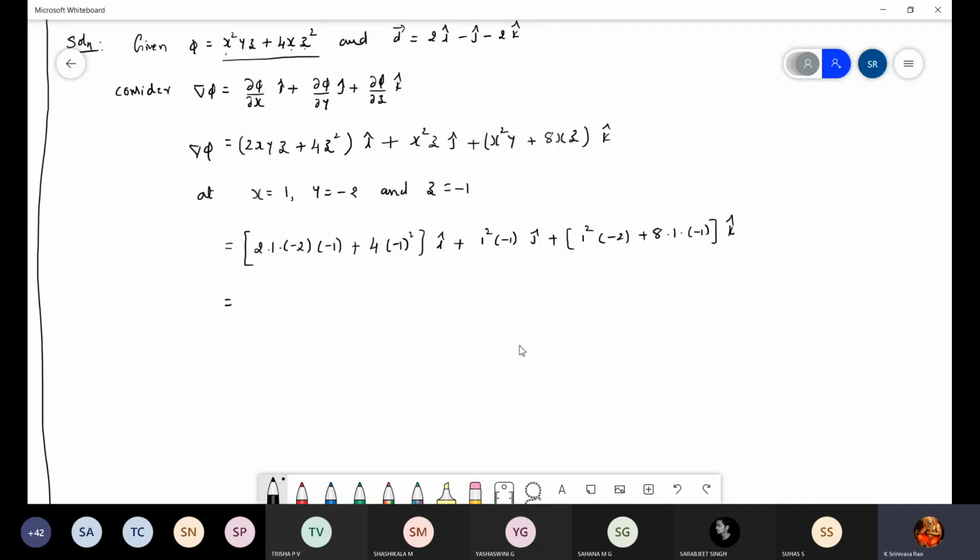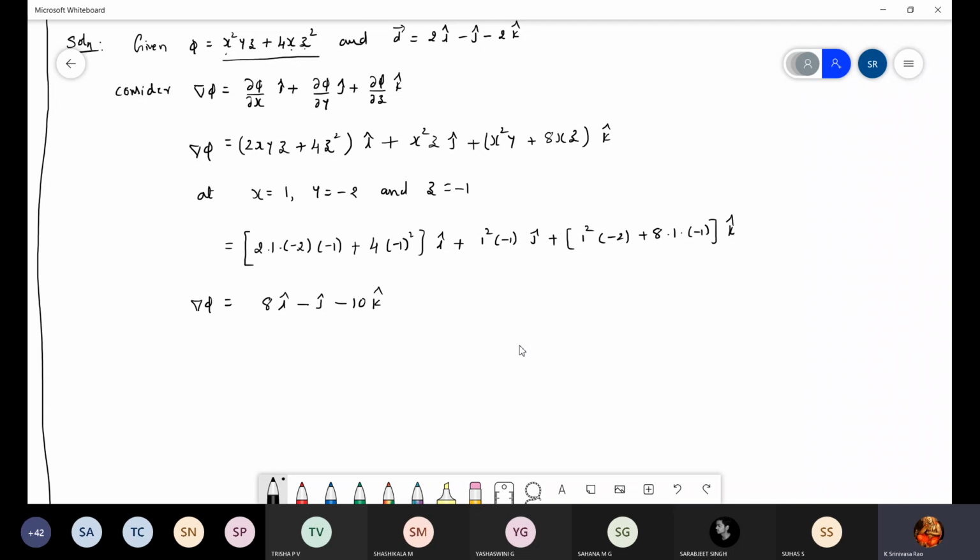First term, 8 i cap. Then minus j cap, and minus 10 k cap. So this is grad phi. Let it be grad phi as it is.